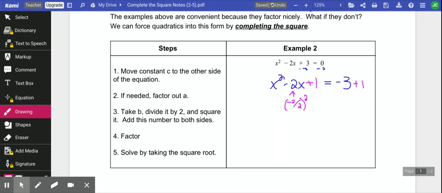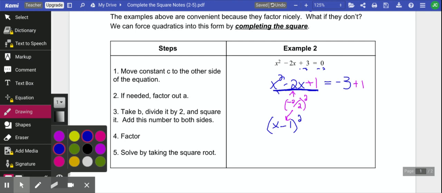Now that we've done that, we are going to factor the left side of the equation. So that factors into an x, and we're looking for numbers that multiply to positive 1 and add up to negative 2. So it's going to be x minus 1 and x minus 1, or x minus 1 squared. It is always going to be a perfect square. We designed it that way. And also, this negative 1, it's always that number before you squared it. Negative 2 divided by 2 is negative 1. That's always going to happen as well.